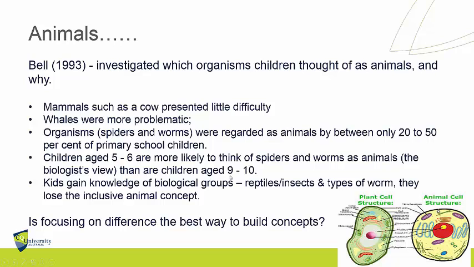Biologists' view: children aged 8 to 9, or 9 to 10, actually have gained more knowledge of biological groups. So they're starting to split their schema. They're starting to split concepts: reptiles, insects, types of worm, and therefore they lose the notion of what is an inclusive animal concept. They start to sort, sift and break down.